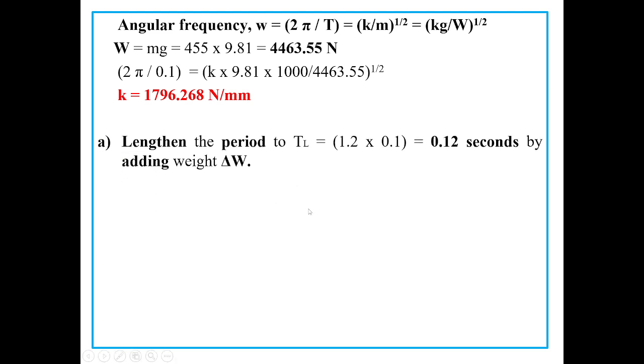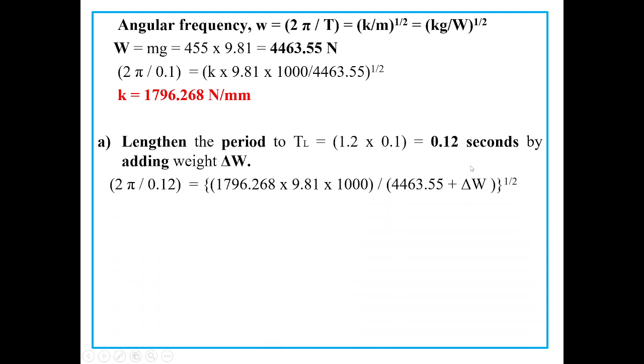Now let us go for case A. That is, I want to lengthen the period by 20% and therefore T_L is equal to 1.2 into 0.1 second, because we have to lengthen it by 20%, so I have to multiply 0.1 second by 1.2, so that becomes 0.12 seconds by adding weight delta W. Now when I substitute this, it becomes 2 pi by 0.12 is equal to, we know that K is 1796.268 into g is 9.81 into 1000 divided by, now instead of W it will be W plus delta W, because I am trying to lengthen the period by adding some incremental weight.